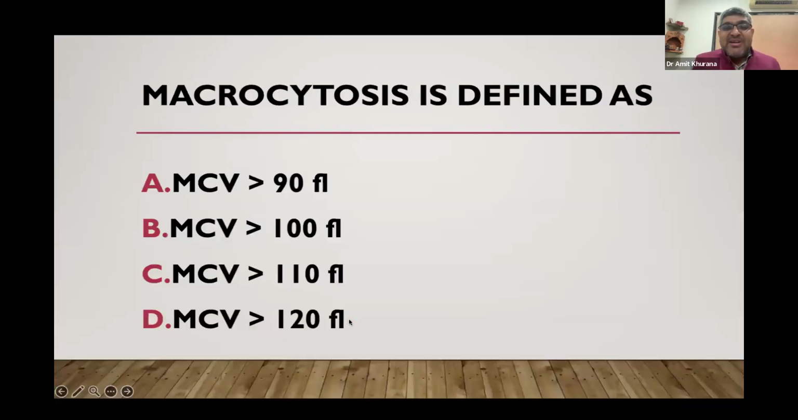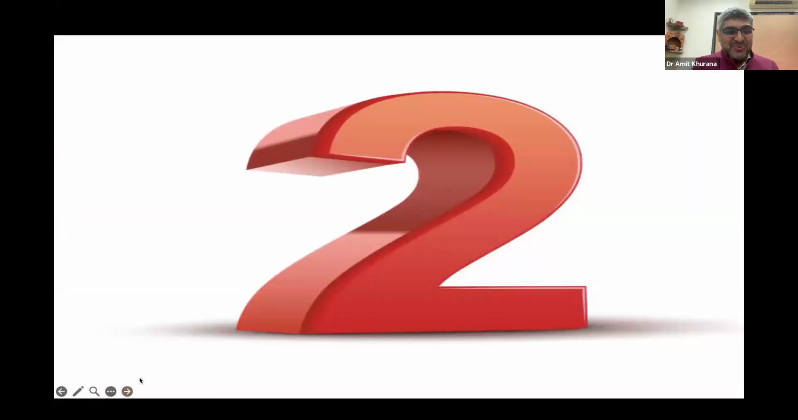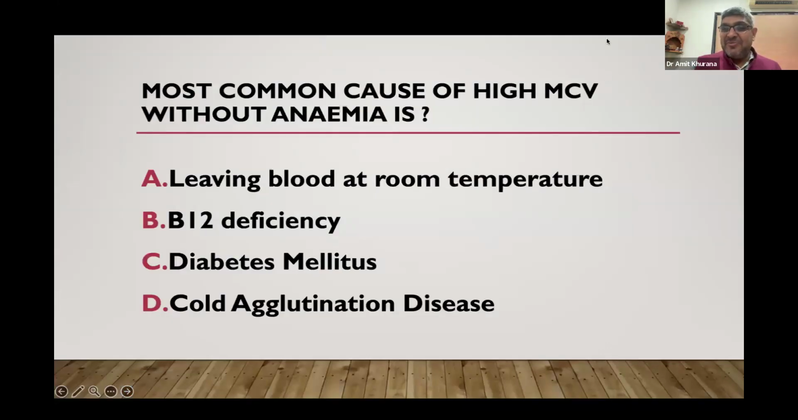Question number 1. Macrocytosis is defined as MCV of more than 90, MCV of more than 100, MCV of more than 110, or MCV of more than 120. You can write in your paper. The answers will be hidden with you. Fine. We will go with question number 2. Most common cause of high MCV without anemia is: leaving blood at room temperature, B12 deficiency, diabetes mellitus, or cold agglutinin disease. So, the most common cause of high MCV without anemia.